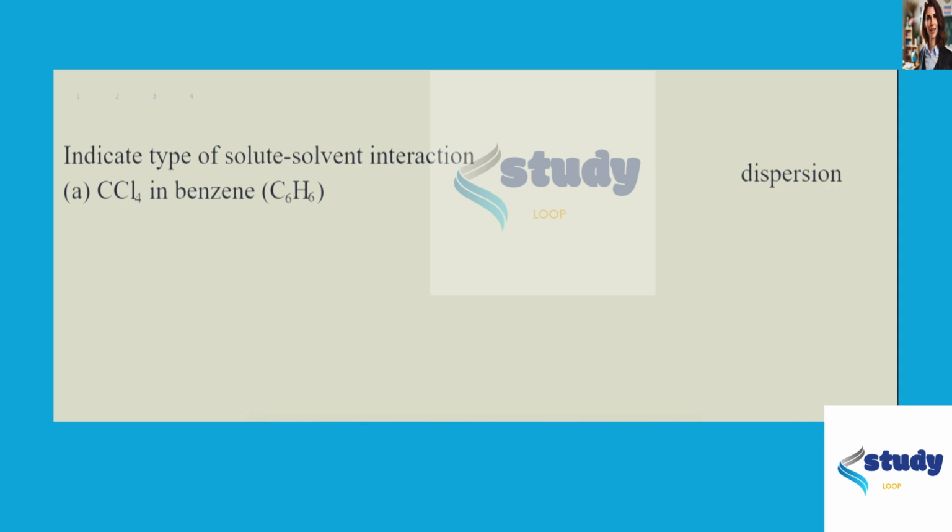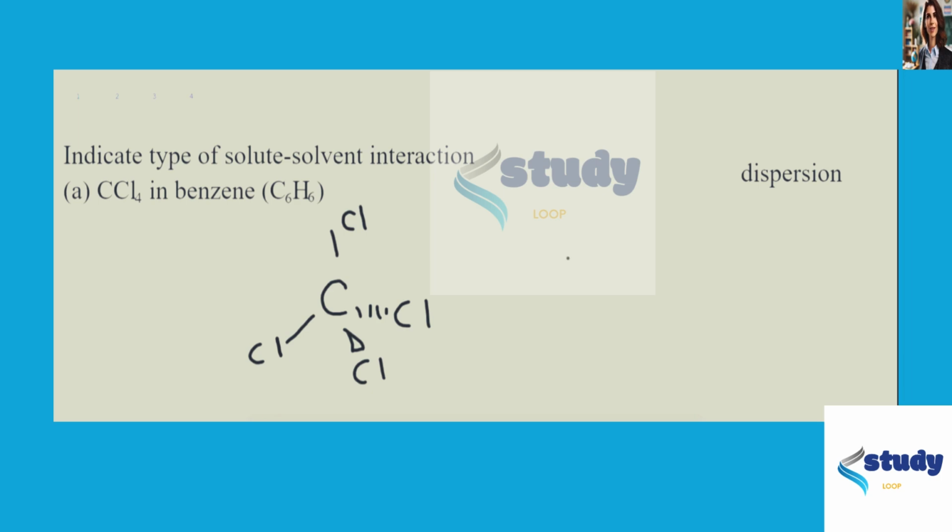First, I have carbon tetrachloride in benzene. So carbon tetrachloride is a nonpolar molecule because it has a central carbon atom with 4 chlorine atoms coming off of it, all evenly dispersed. So even though each bond has a dipole to it, the entire molecule does not.